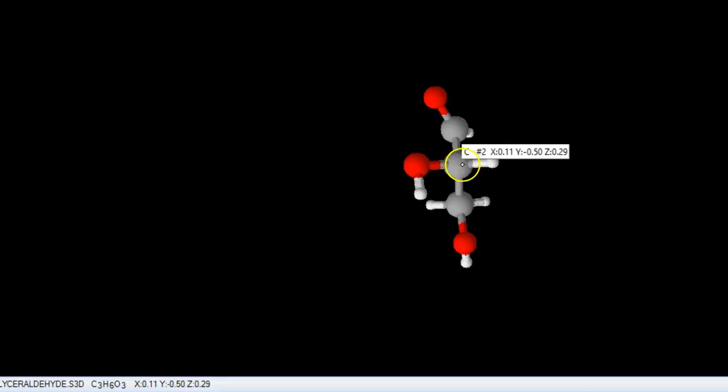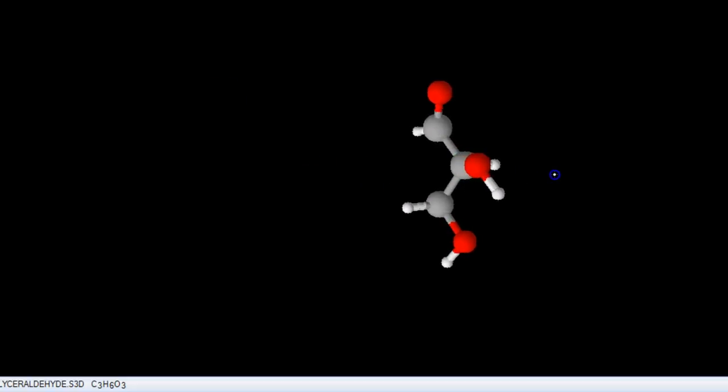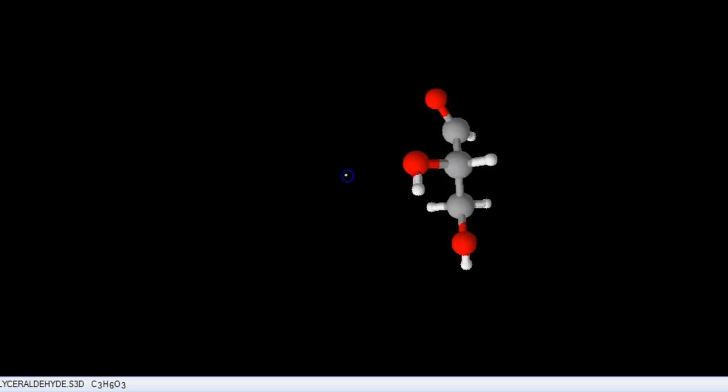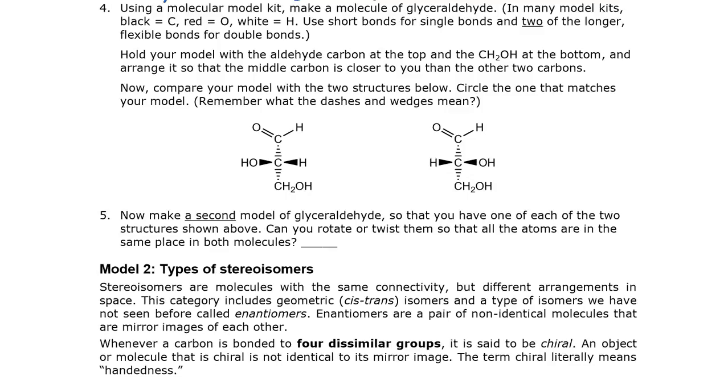Notice how I have this middle carbon arranged so that the carbon at the top and the carbon at the bottom are going backwards away from you, which you can tell when I rotate it to the side, right, that they're now rotated to the back. So the question is, I want you to now circle which of the two structures on this page it matches. Pause now and make your circle.